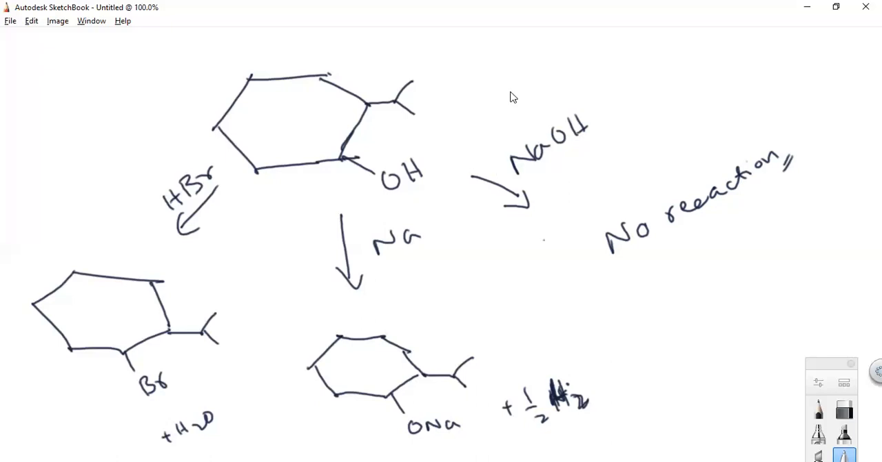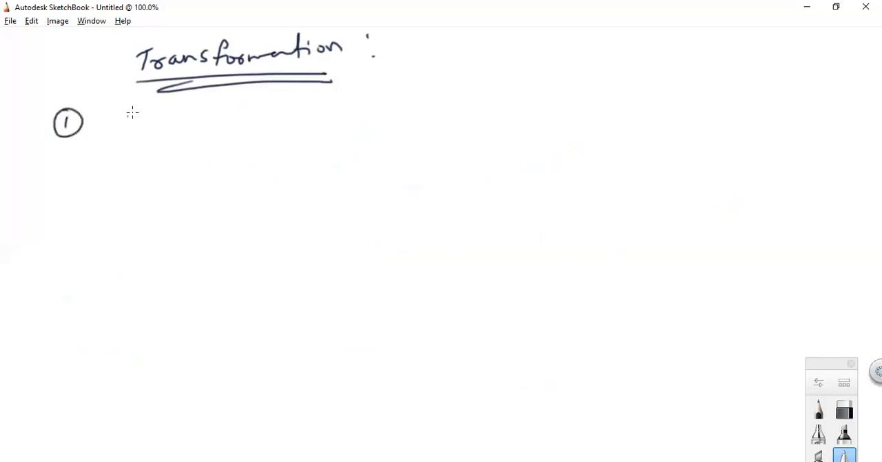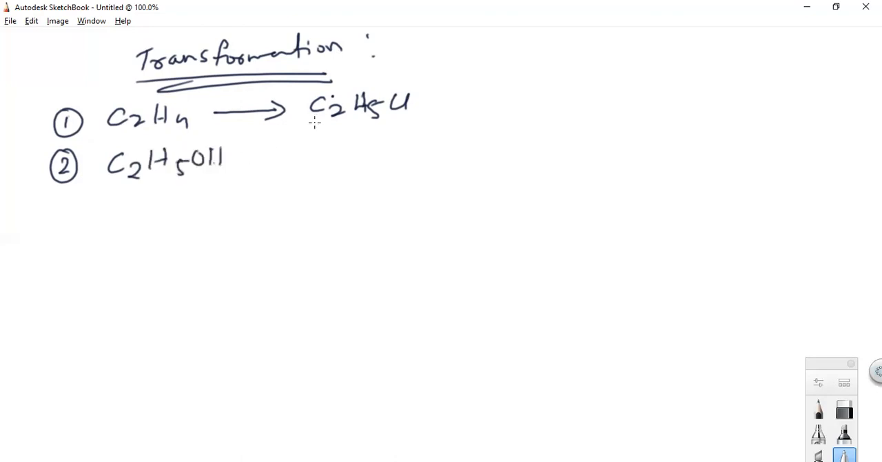Now let's continue with our examples. Let's see some transformations. What sort of transformation are we going to learn? Let's say we have C2H4 to C2H5Cl. They have given you a list of reactions and they're asking you to write the conditions. These are the reactants and these are the products being formed. By applying what sort of reagents or conditions can we get those products, that's what they are asking you.